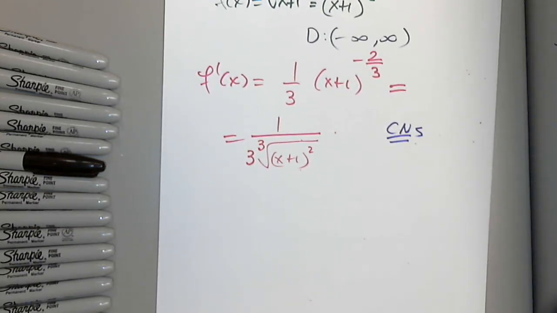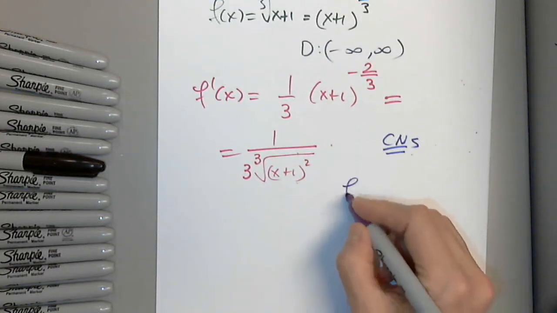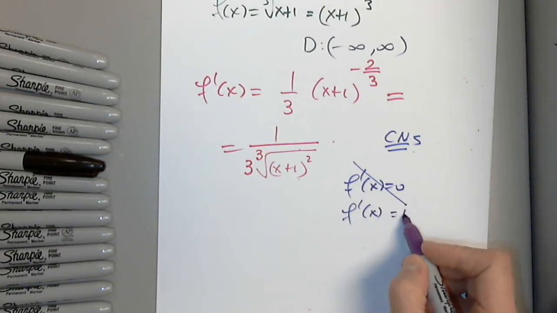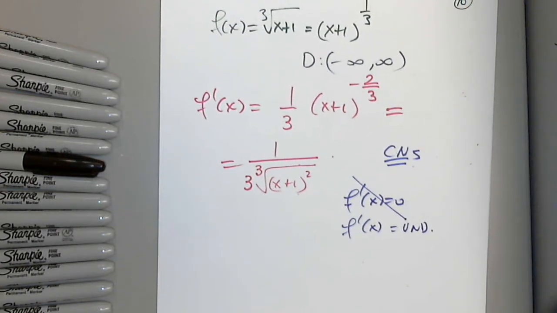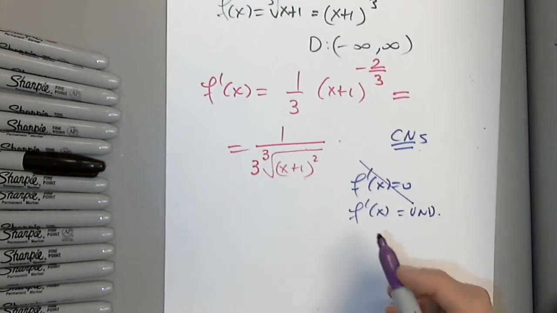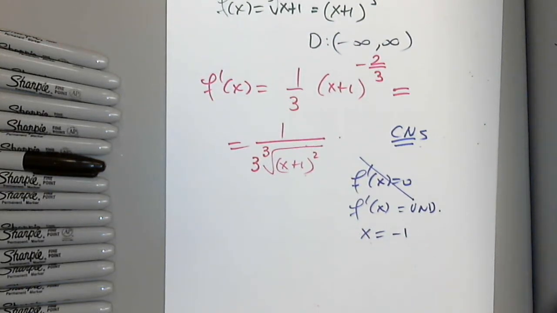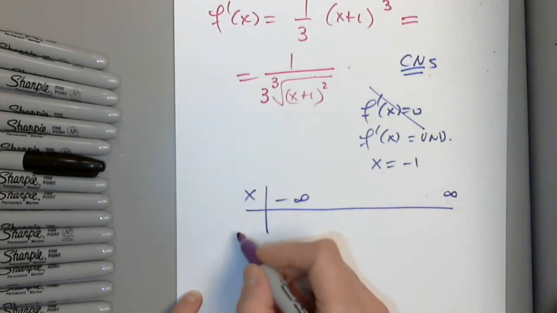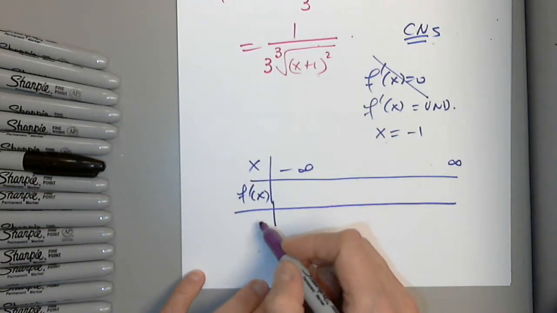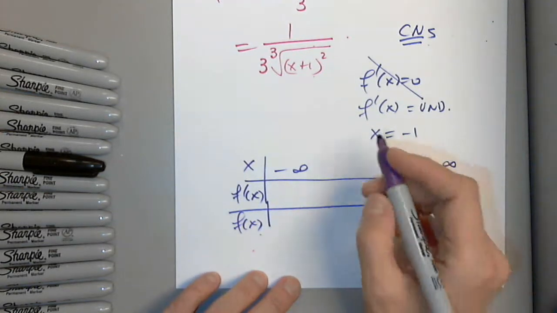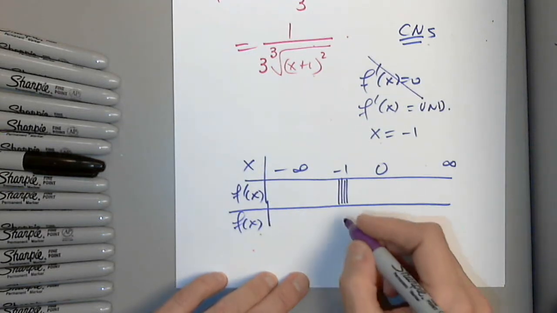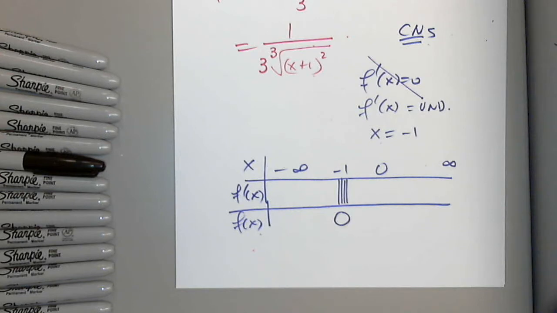Critical numbers. Perfect. Critical numbers come from two possible sources. F prime being 0. Is there a chance for F prime to be 0? No. What about F prime being undefined? Yes, for which number where the function is defined? Negative 1. Excellent, so this is a critical number. So go back to the table from negative infinity to infinity: f prime and f of x. We have negative 1 and 0. It's undefined at negative 1, and the function value is 0 at that point. Plug it in the function and you'll see it's 0.